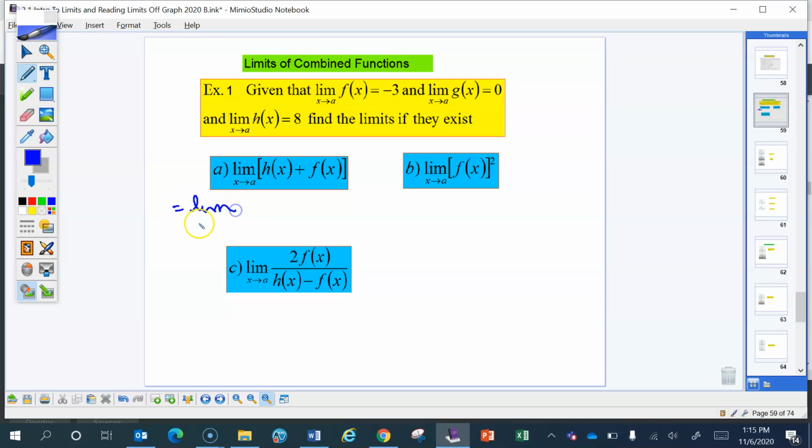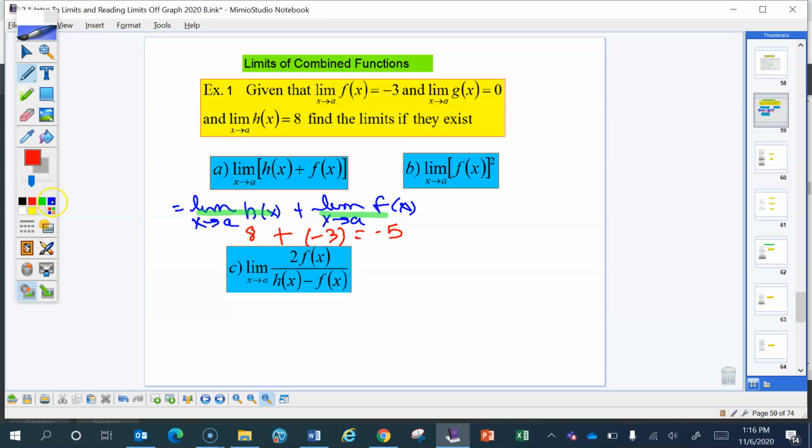So this is really the limit as x approaches a of h of x plus the limit as x approaches a of f of x. And now I can substitute in place of this part. I'm going to be substituting in 8. And in place of the limit as x approaches a of f of x, I'm putting in -3. So this answer is going to be 5.